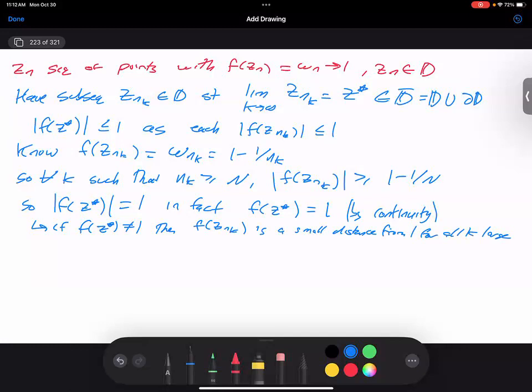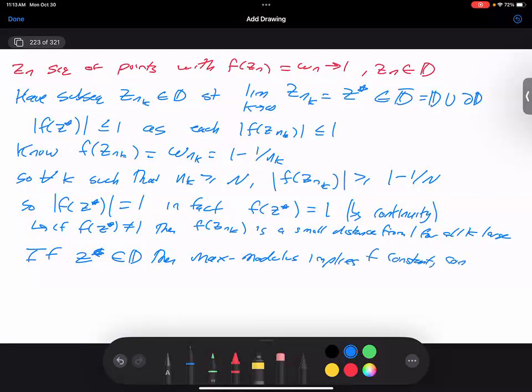Where does z star live? On the boundary. Why? Max modulus. If z star is inside the disk, then max modulus implies f is constant. Contradiction. So this proves that we must obtain the point 1, the value f of z star, from some input on the boundary.